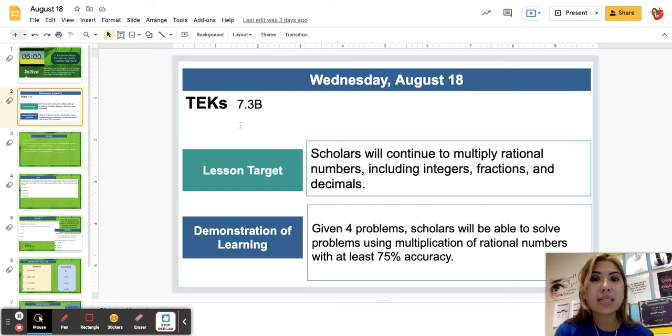So since we didn't get to today's lesson, I thought I'd make a video just reviewing so that we didn't miss out on anything. Our TEK that we're going over is still 7.3b. Our lesson target is that scholars will continue to multiply rational numbers, including integers, fractions, and decimals. And then we have a 4-question DOL of multiplying rational numbers.